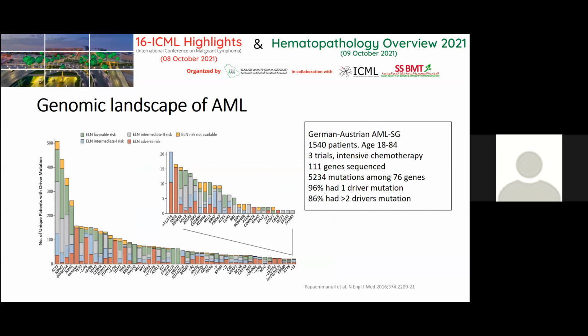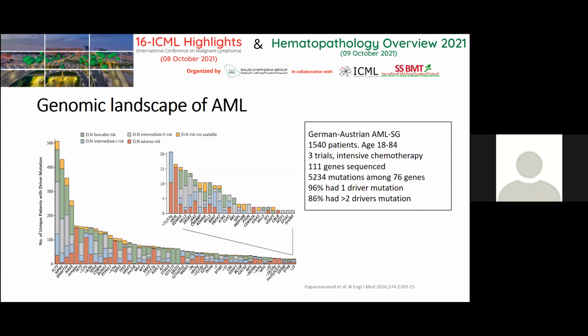This is one of the famous pictures in the genomic landscape of AML. The data shown on this slide are from the German Austrian AML study group. It includes data from over 1,500 patients between the ages of 18 and 84, treated in 3 different clinical trials with intensive chemotherapy. 111 different genes were sequenced, and among these genes, 5,234 mutations were identified among 76 genes.